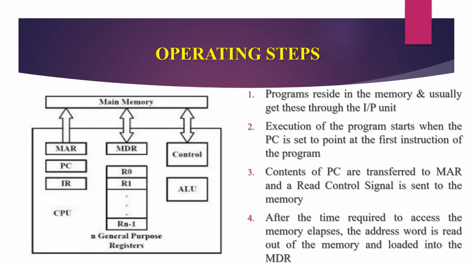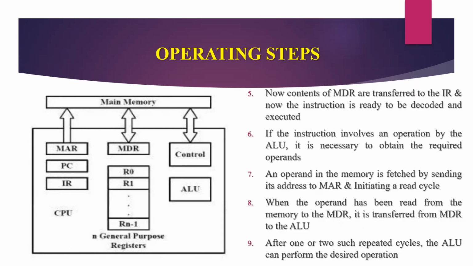So what is the use of that control signal? To read the instruction from the main memory. Here the name of the control signal is the read signal. After issuing that control signal, the system will read the instruction from main memory and store it into MDR. MDR is nothing but a memory data register.